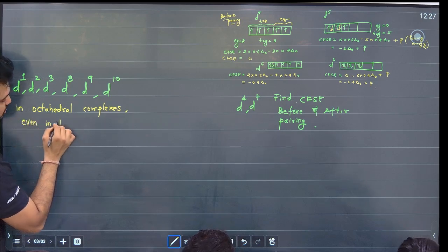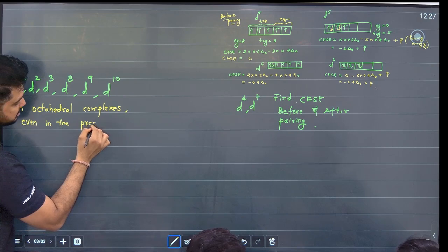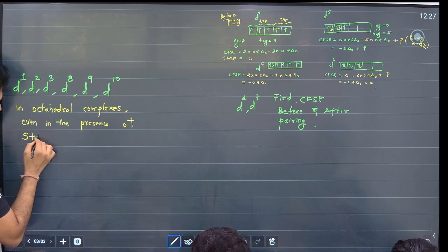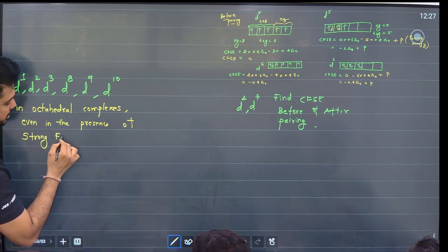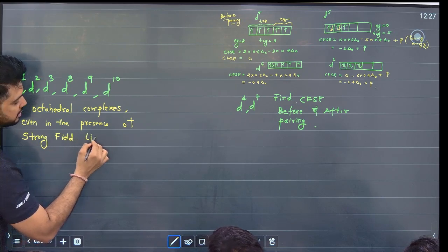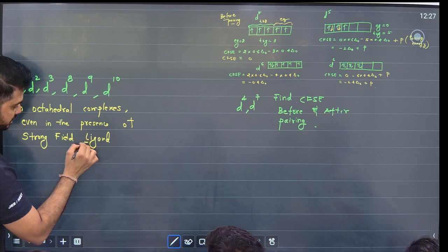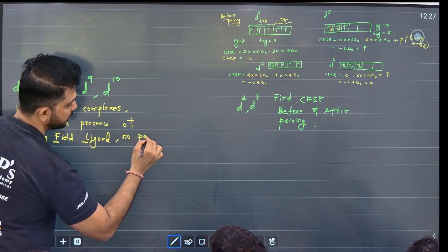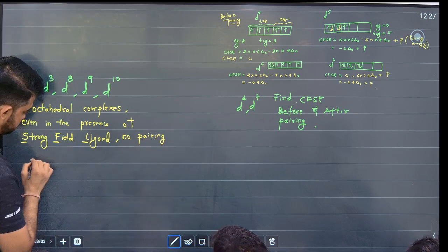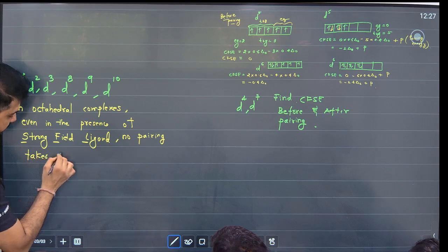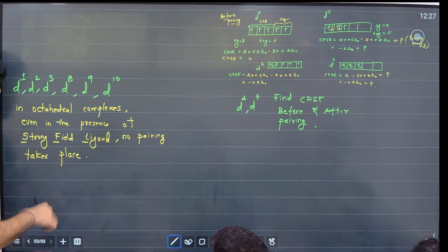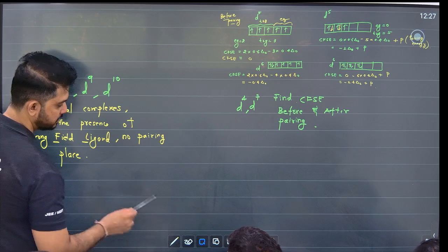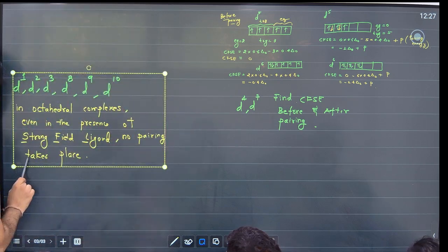even in the presence of, ठीक है, अब तो ये पढ़ाया नहीं, but पढ़ाऊंगा, even in the presence of something called a strong field ligand, no pairing takes place. Did you get that? So pairing कौन से configuration के लिए होता है?